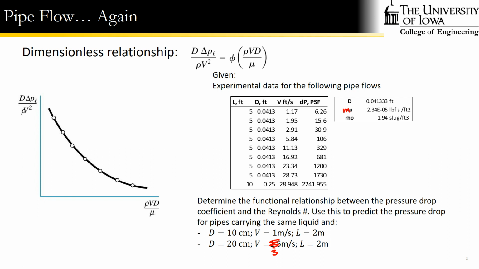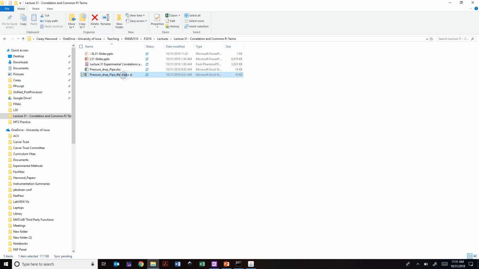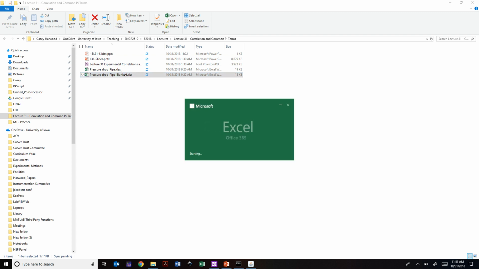Okay, so we've got a couple different cases. This pipe has nothing in common with this pipe except that it's carrying water. It's also, we're describing a totally different system of units. So how would we go through this process? This is gonna take a second.